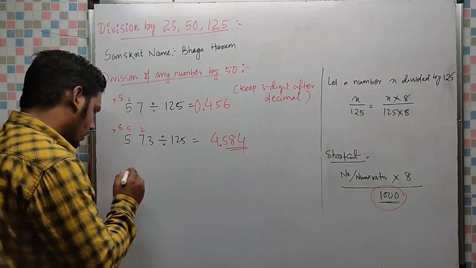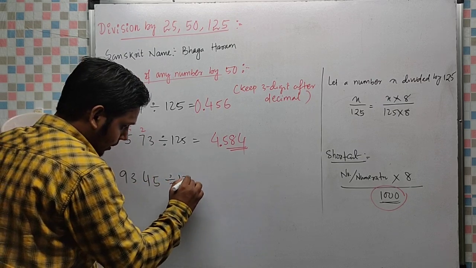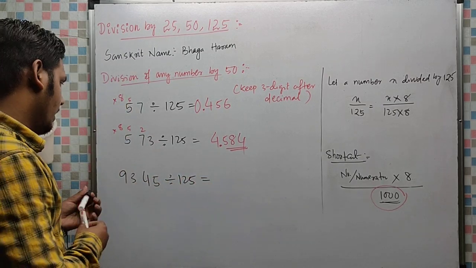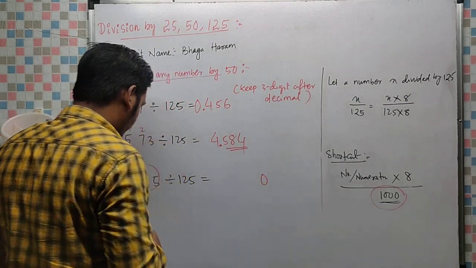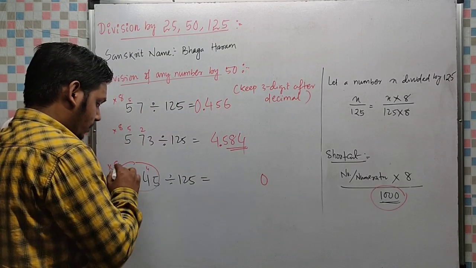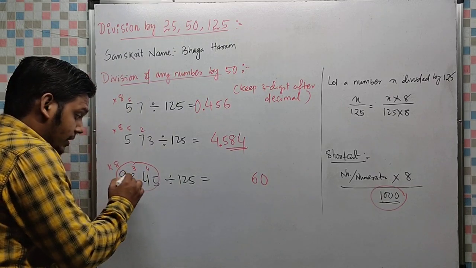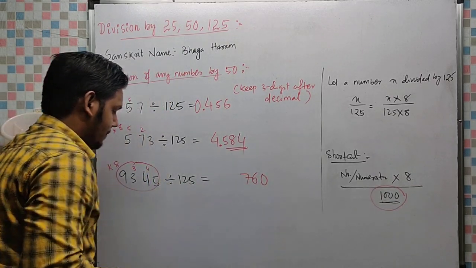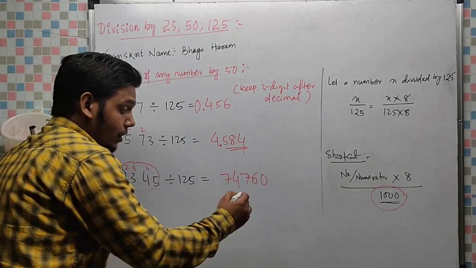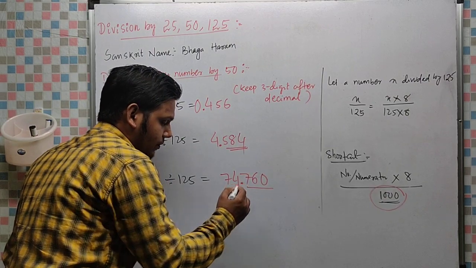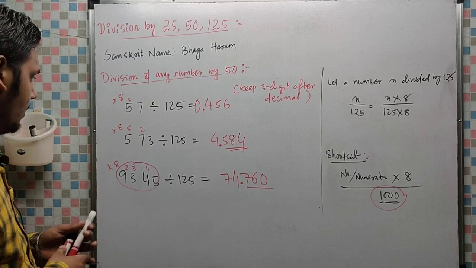Any 4 digit number, 9345 divided by 125. Same formula, you have to multiply 8 with this. 8 5 40, means here 4 8 4 32, 32 and 4 36, 3 8 3 24 and 3 27. So 2 8 9 72 and 2 74. Now you have to keep 3 digit after decimal, so 74.760 is your answer.